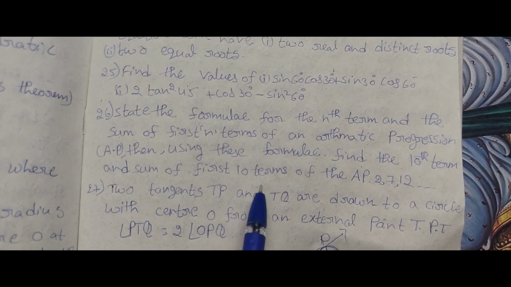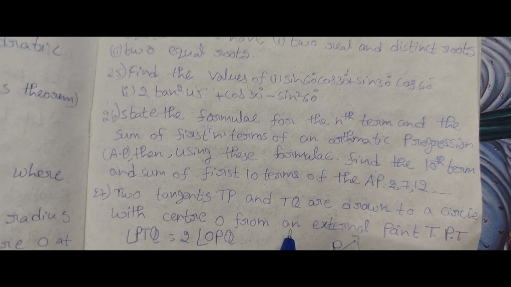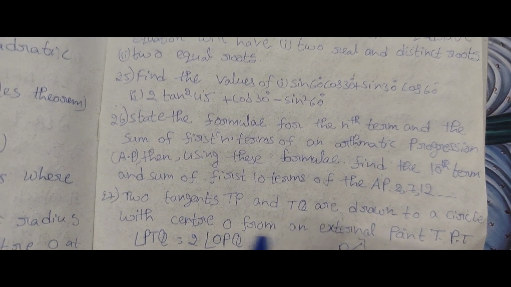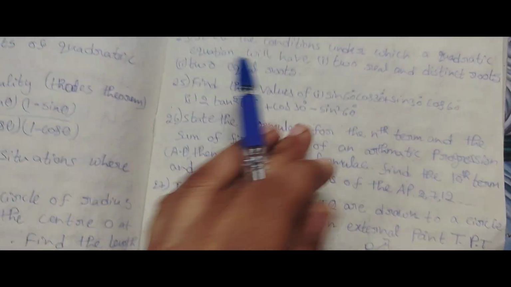27. Two tangents TP and TQ are drawn to a circle with center O from an external point T. Prove that angle PTQ is equal to 2 times angle OPQ.